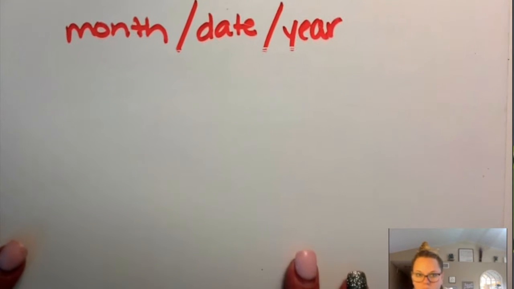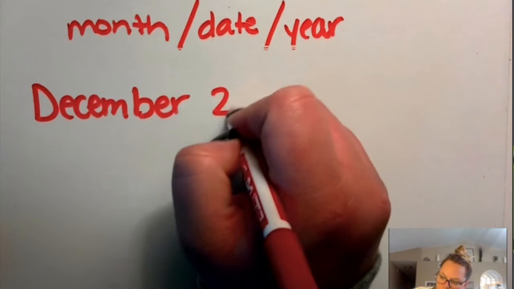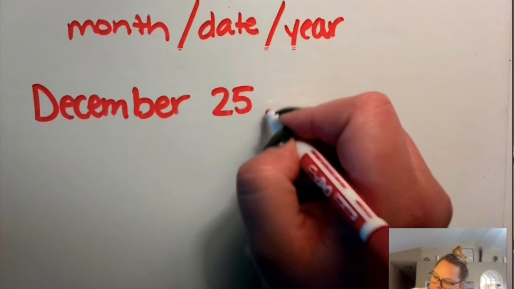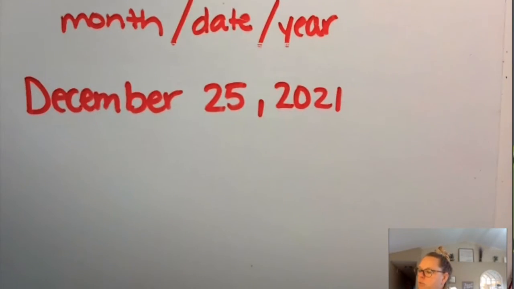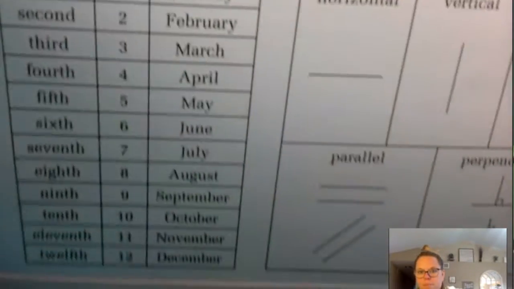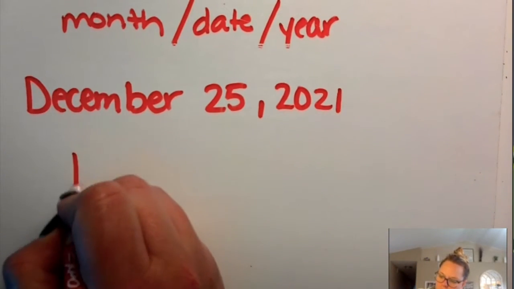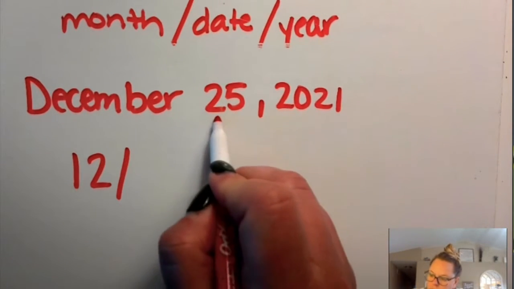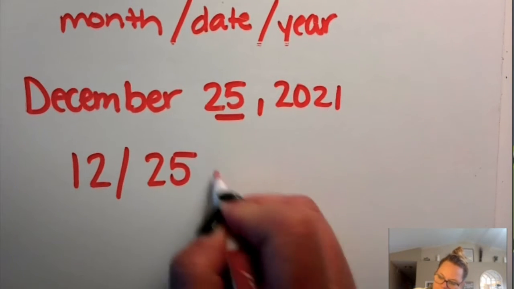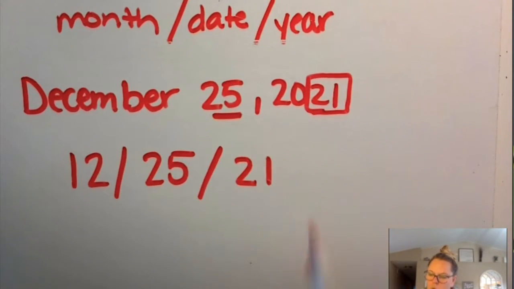All right, here we go. December 25th, 2021. This won't be this year's Christmas, it'll be next year's Christmas. All right, we need to know first the digits for December. December is the 12th month of the year. So I need to write 12 slash my date, 25 slash the last 2 digits of the year, 21.